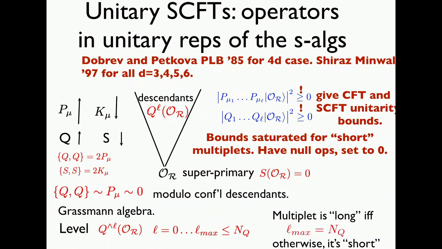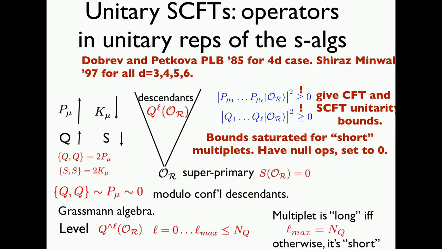So there's an operator at the bottom which has the smallest dimension, and that's annihilated by the S's. So S annihilates this operator at the bottom, and then we could fill out the multiplet by acting with Q's. And so this is the conformal field theory analog of a superfield. There's some operator in the superfield, and then we form the other operators by acting with the Q's. So here there's the super primary at the bottom, and then we form all of the other ones by acting with the Q's. And if we look modulo conformal descendants, since the Q's anti-commute up to P_mu, we could think about the Q's as basically anti-commuting with each other. And so this is a Grassmann algebra.